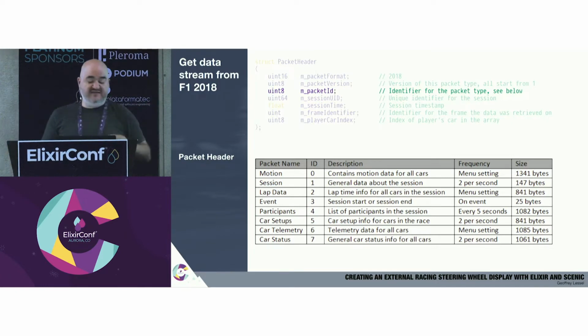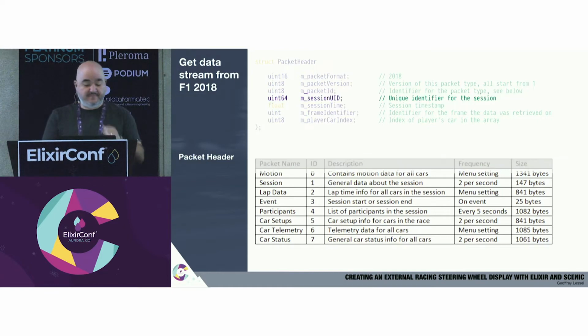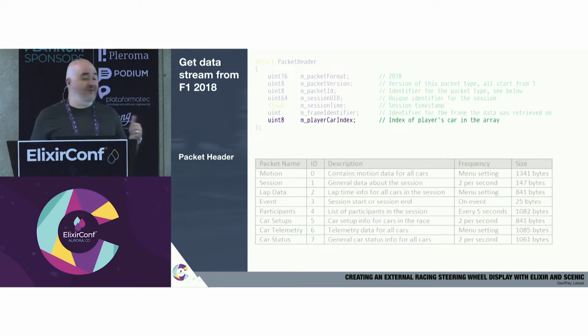So there's things like the motion data, the session data, and we'll get into some details about those here in a second. Then probably the most important thing is the player car index. So as these packets are sent out, most of them will have an array of information for every car that it knows about. And in that array, we're going to need to know which one is us. And so this provides the index within that array of which car is us. So we can use that to really hone in on the information we want.